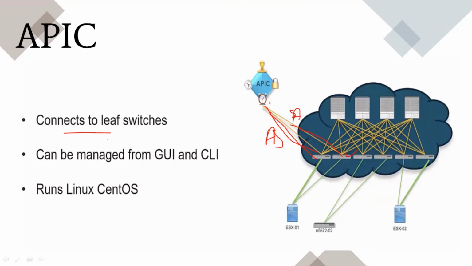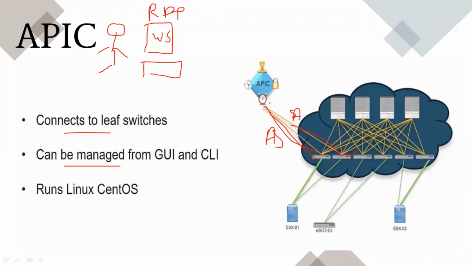Okay, so it connects to the leaf switches and can be managed from the GUI or a CLI, right? So through your workstation, that could be your laptop or a remote desktop (RDP), you are sitting here. This workstation has out-of-band (OOB) connectivity to this APIC, right? So you can open a GUI or a CLI on this workstation. It can be managed from the GUI and from the CLI.